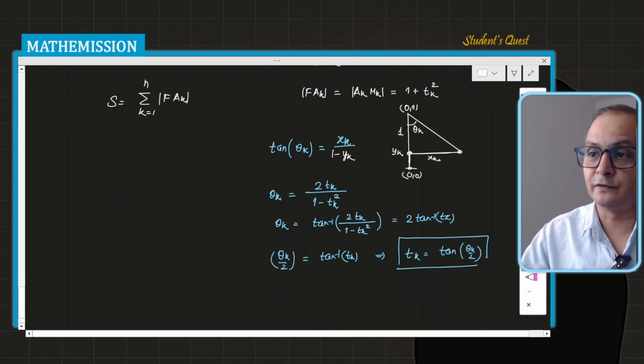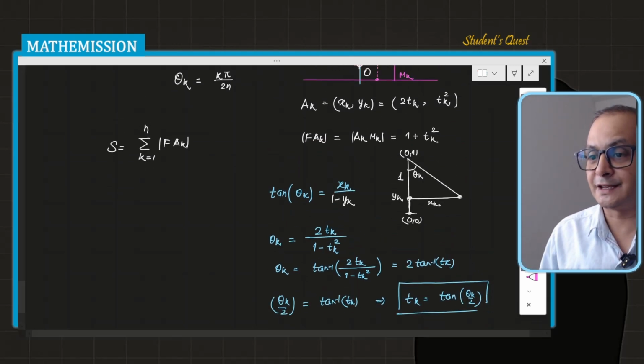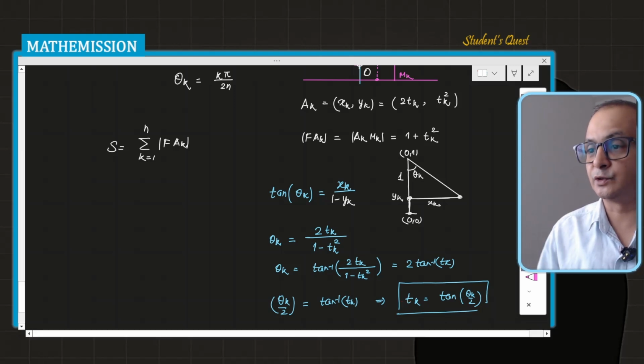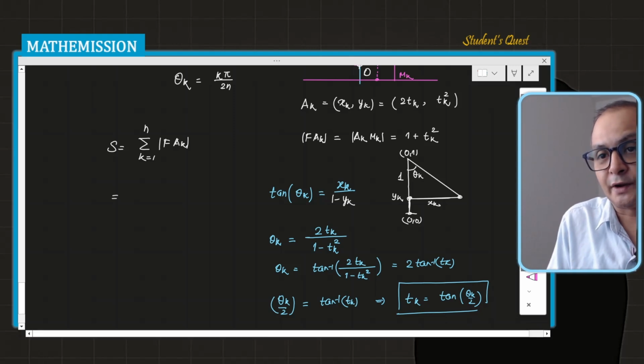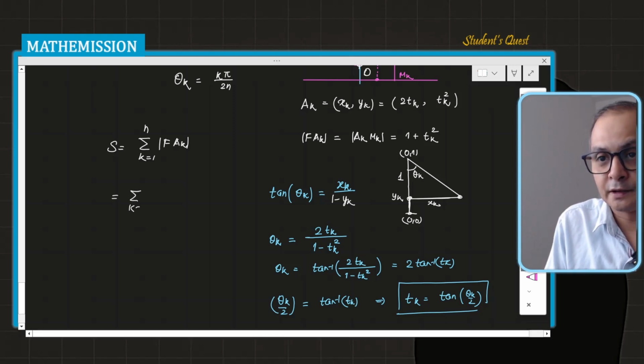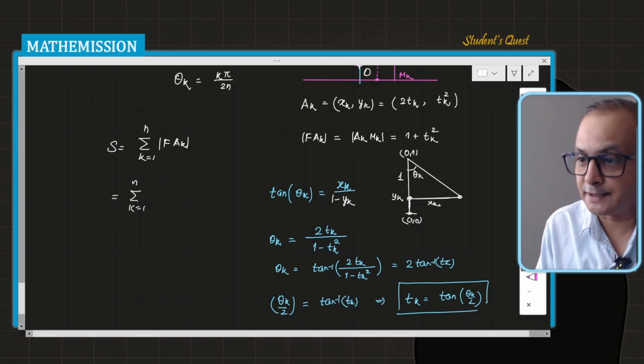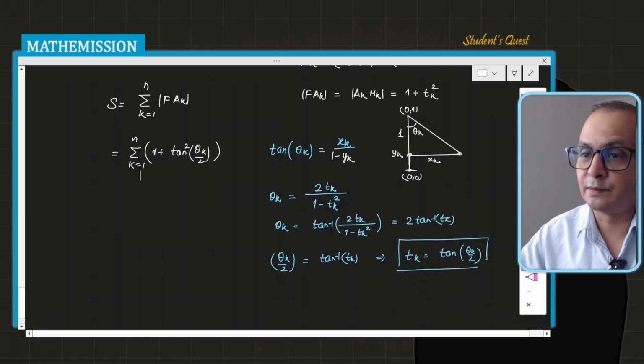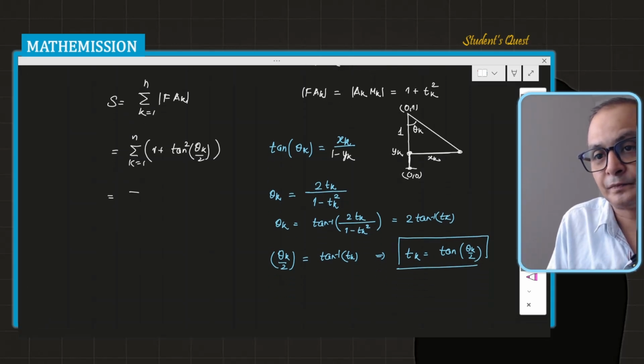So it's now very convenient, because as soon as you substitute this tk there, it will turn into 1 plus tan squared theta k by 2. So let's substitute it there. So the summation, now I'm writing that summation, k goes from 1 to n, and this is going to be 1 plus tan squared theta k by 2. The 1 plus tan squared theta k by 2 is nothing but sec squared theta k by 2.